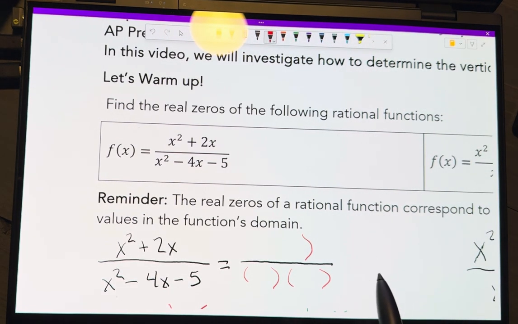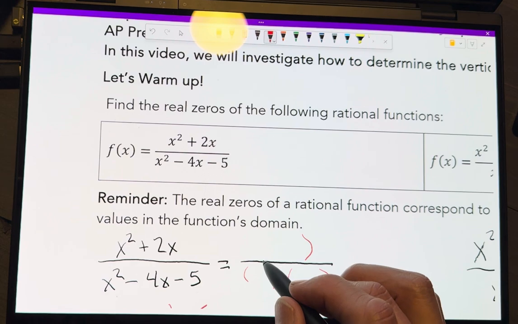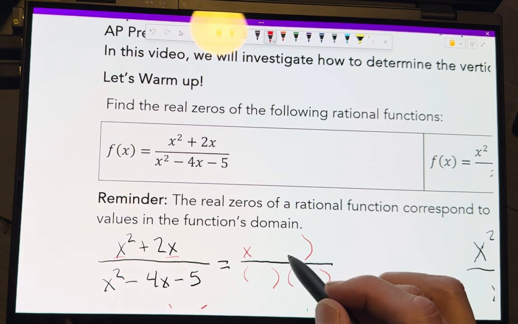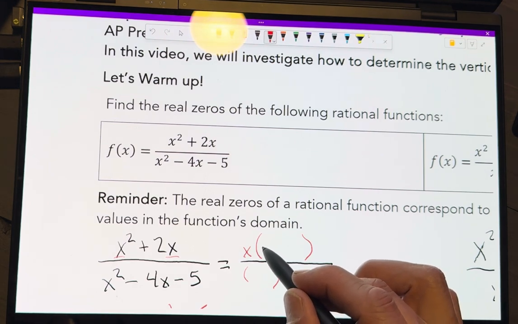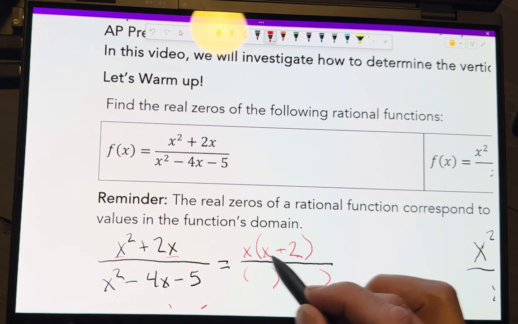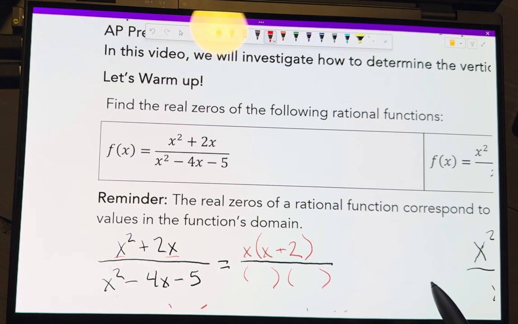So x squared plus 2x is going to factor out the x. We see the common factor here, so let's factor out that x. X times x is x squared, plus 2 gives us 2x.